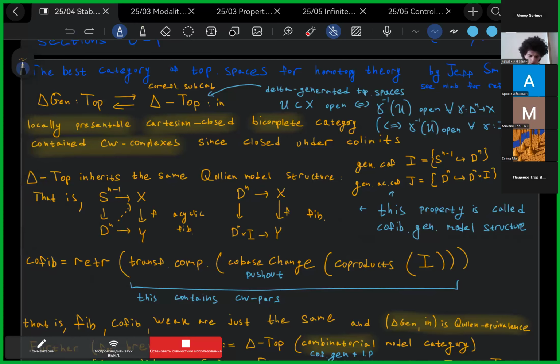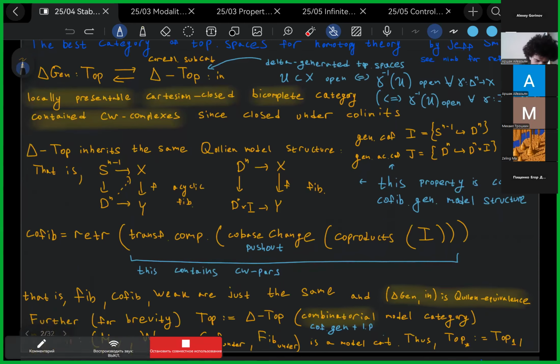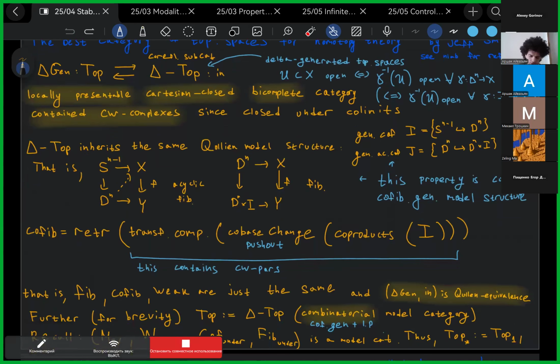We just restrict ourselves only to spaces which are constructed from simplices. So spaces whose topology is controlled by simplices. Another way to define this category is as the completion, the closure of simplices in topological spaces. You just take simplices and add all colimits of simplices, and this includes all CW complexes in particular, and more. It is a coreflective subcategory of topological spaces, where the coreflector is delta generation, and so you can transfer the model structure along the coreflection adjoint.